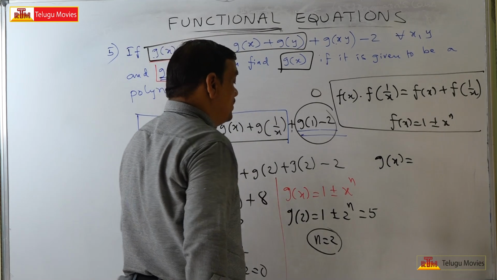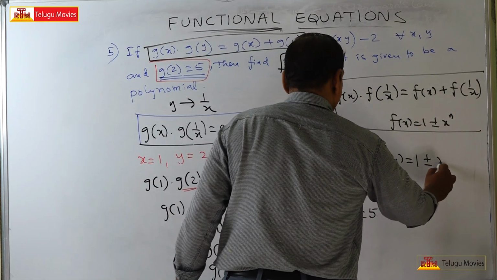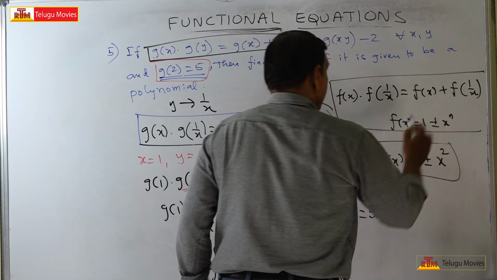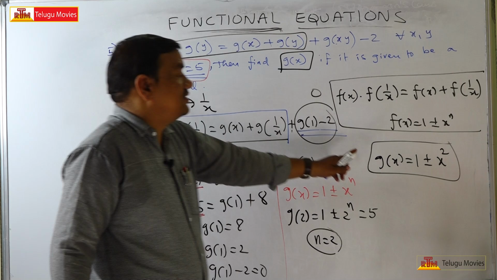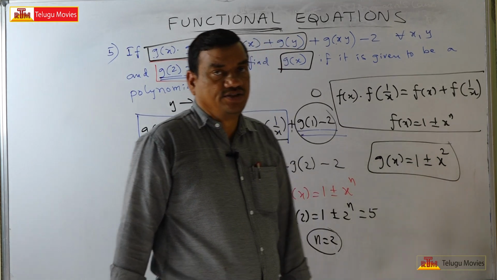So, what is our n value? 2. That is 1 plus or minus x square. So, this will be your function. Then find g of x. g of x is equal to 1 plus or minus x square.